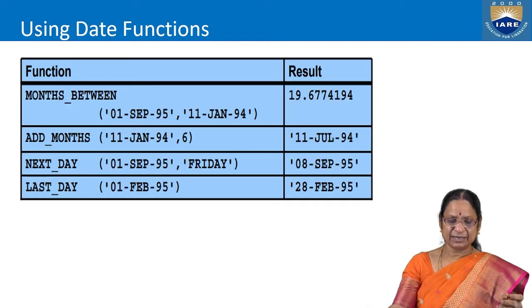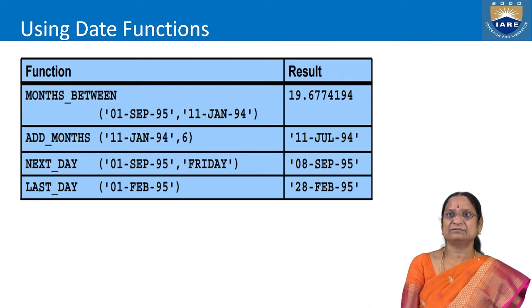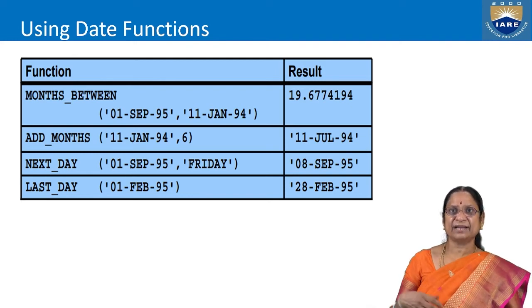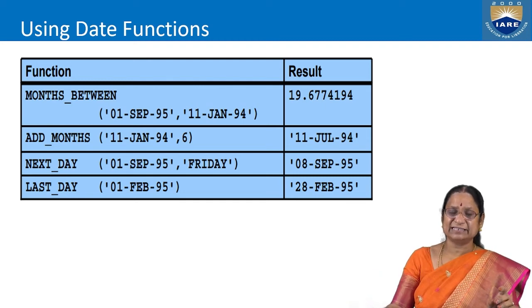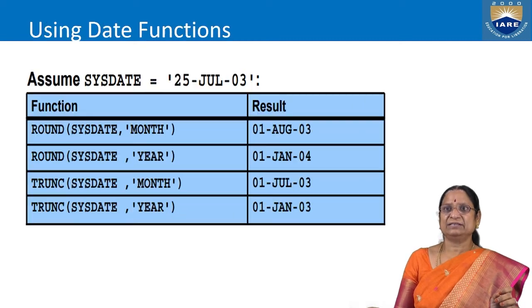For example, you observe here months between, we are getting so many months in terms of decimal values. Add months, 6 months we are adding. By adding 6 months to January, Jan is 1, no? 1 plus 6, 7, so we are getting July. Next day: 1st September is Friday, so next Friday we are going to get the 8th. When we ask for next Friday on a Friday, we get the next respective date. Last day of the month, February 95: 28 is the last day.